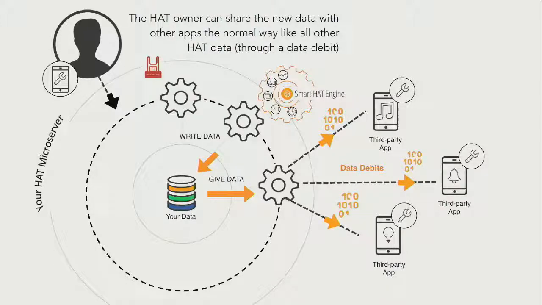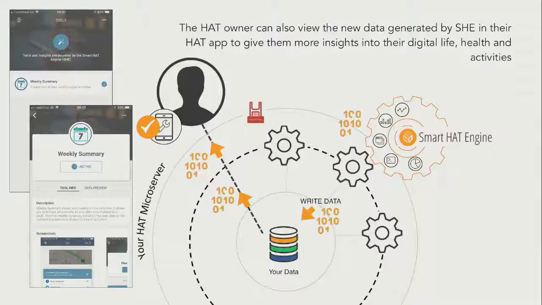The hat owner can share new data with other applications the normal way as all other hat data, the raw data you pull in from Facebook. The computed data can also be shared in the same way or through a data debit. The hat owner can also view the new data generated by the smart hat engine functions to give them more insights into their own digital life, health, and activities. So, for example, if you input Fitbit data into your system, Fitbit will say that, hey, you have walked 10,000 steps today.